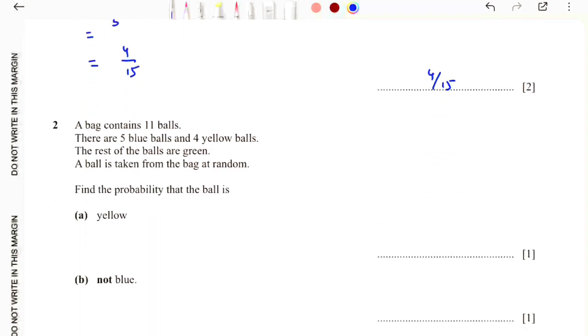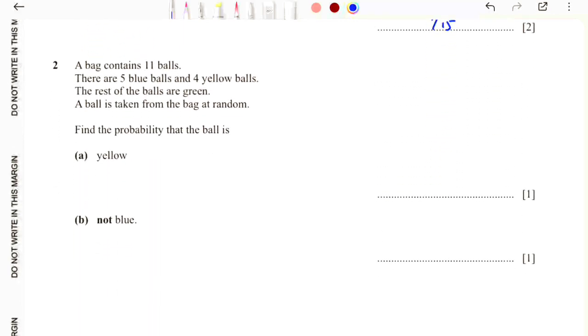Question number 2. A bag contains 11 balls. There are 5 blue balls and 4 yellow balls. The rest of the balls are green. A ball is taken from the bag at random. Find the probability that the ball is a yellow ball.